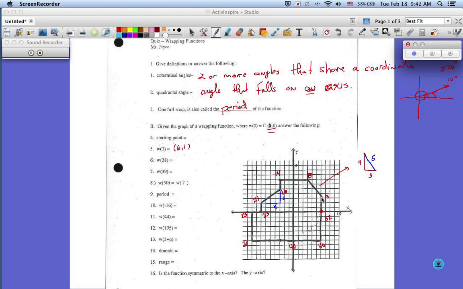Notice I labeled my 3 at this point. I used Pythagorean theorem to figure out this was a length of 5. There's 8, this is 14, 16, there's 5 again by Pythagorean theorem. So on and so forth.